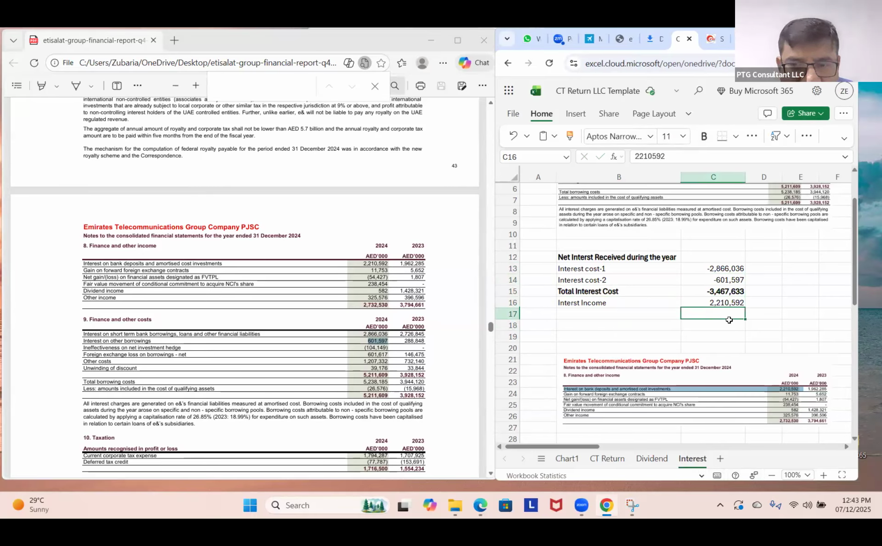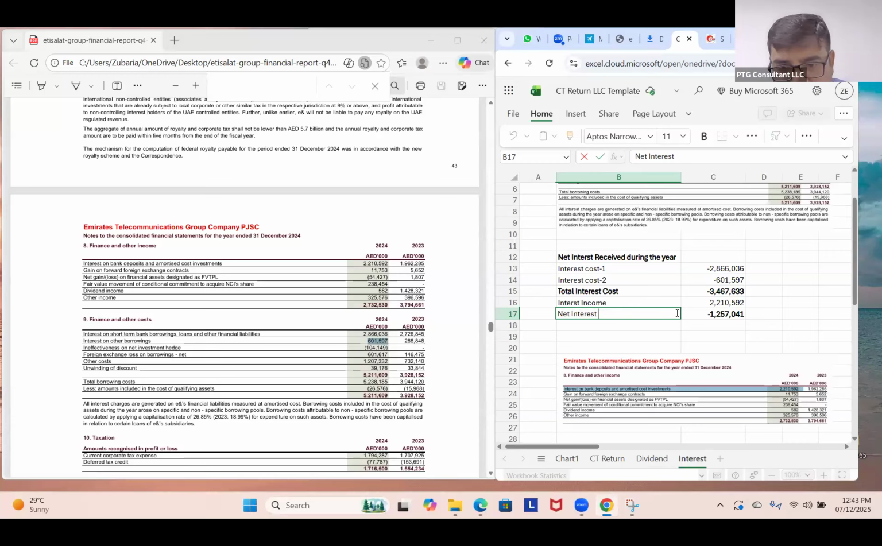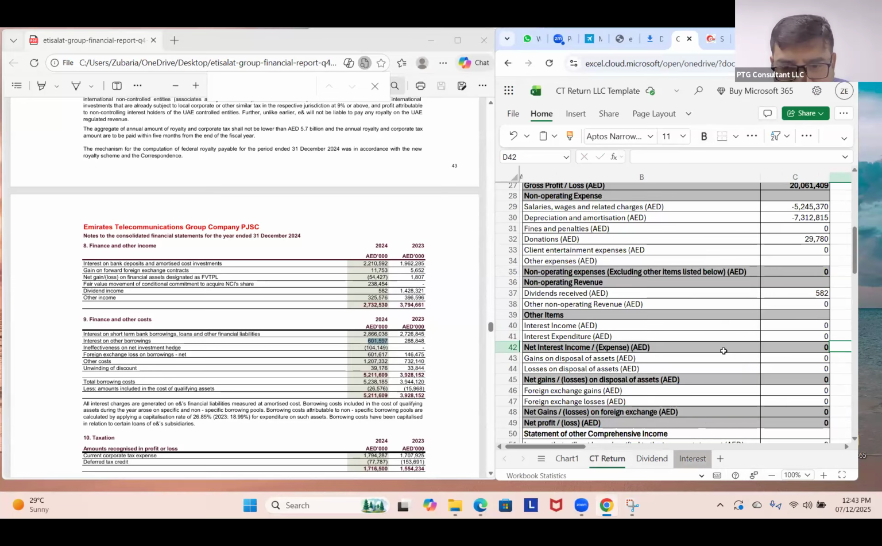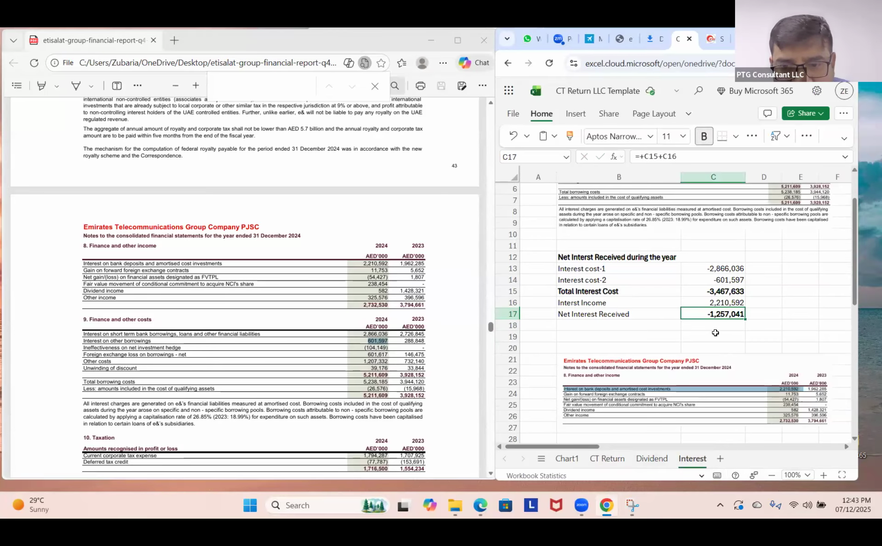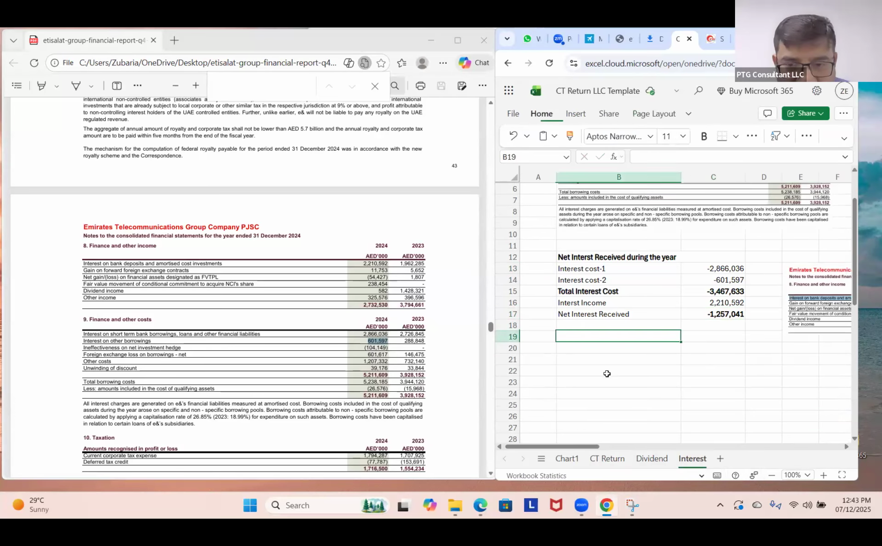Now make the total net below. This is the net income, net interest received. Wait, wait, just go back. Now here, what we have to do right below is one test called the interest capping rule. This is what we have to do. Below that, right here, interest capping rule.